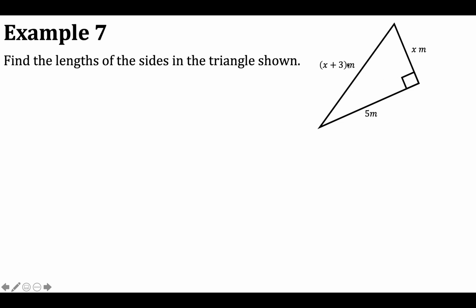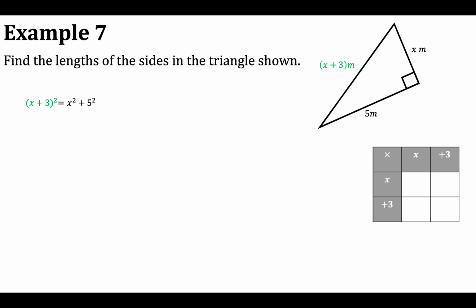So that means we're going to have x plus 3 all squared is equal to x squared plus 5 squared. And that's the sum of the squares of the 2 shorter sides. Now, obviously in the left hand side here we have brackets, we have a square, so we need to expand that. So you can either use your area model, or remember we have looked at the quick method for expanding square brackets like this. So we get x squared plus 6x plus 9.